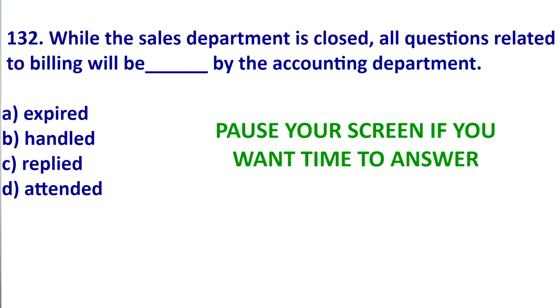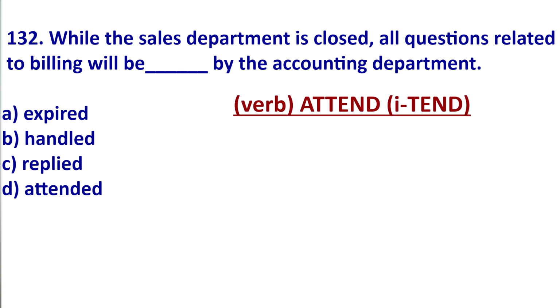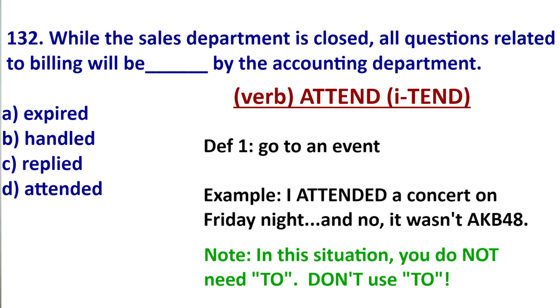All right, last question. Take a second to look at this. Okay, to get the answer, we have to understand the meaning of the verbs. Let's start with D. Attend means go to an event. For example, I attended a concert on Friday night. Notice in this context, you don't say I attended to a concert. So if you say I went to a concert, that's correct, or I attended a concert. So I attend an event.